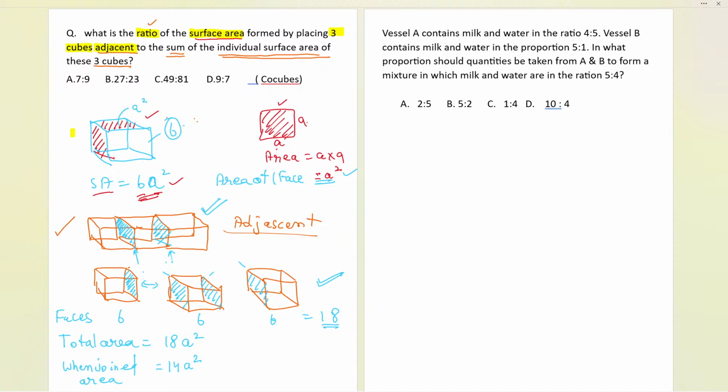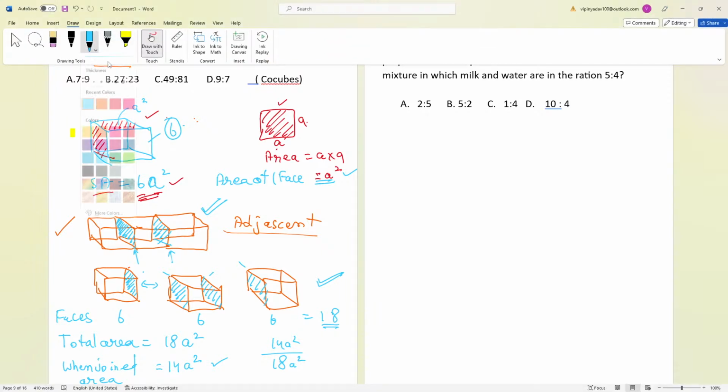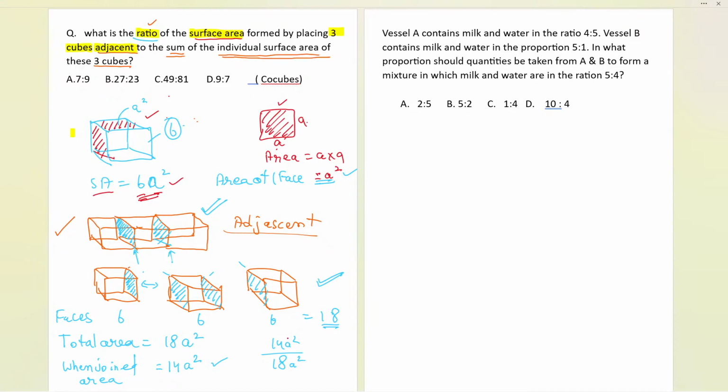Now let us find the ratio of the area when joined, 14A square divided by 18A square. So if I do it like this, the A square gets cancelled. 2 times 7 is 14 and 2 times 9 is 18. So 7 by 9 is the answer we are getting over here. That is the correct answer we have. Okay, I hope it is now clear to everybody. That is the question we discussed.